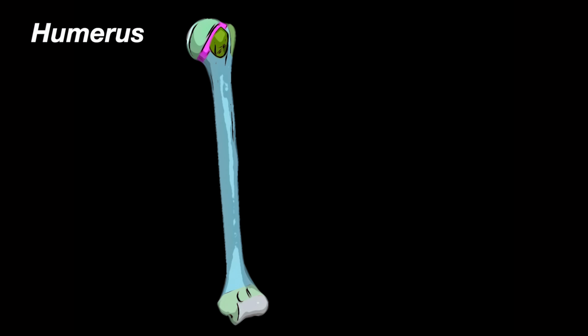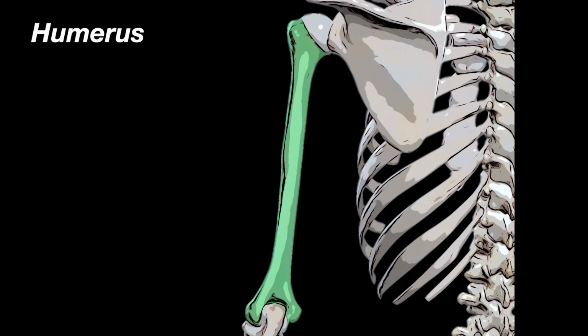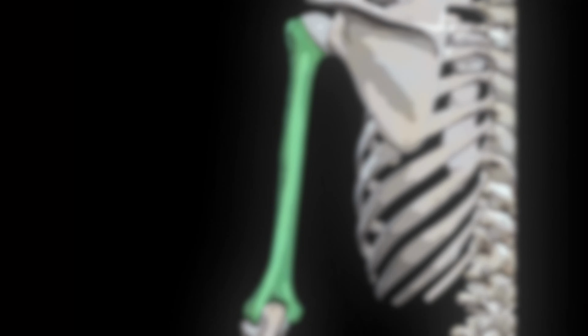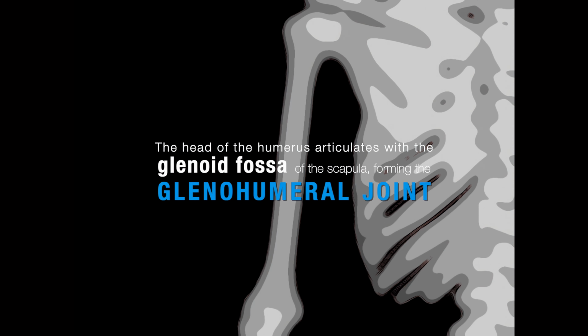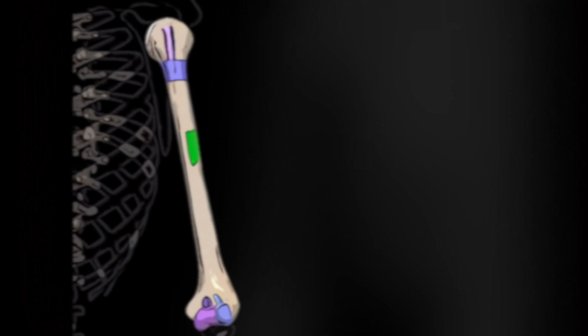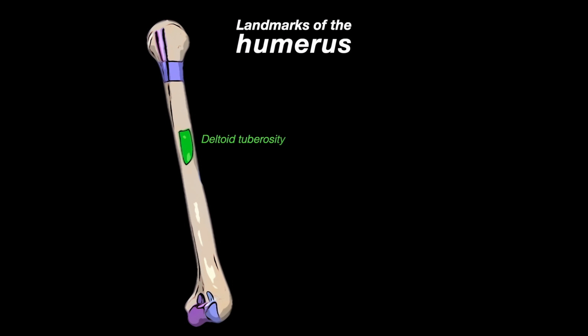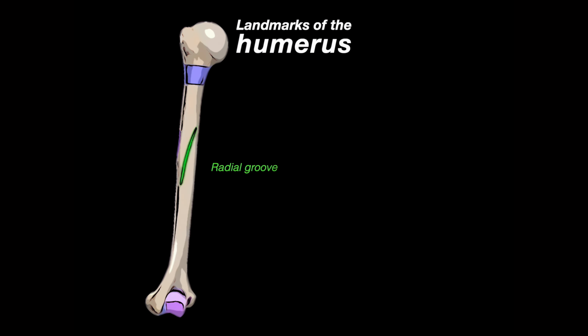The head of the humerus may be felt by deep palpation of the axillary fossa. The greater and lesser tubercles may be located by deeply palpating through the deltoid muscle, inferior to the acromion and coracoid processes, respectively. The head of the humerus articulates with the glenoid cavity of the scapula, forming the glenohumeral joint, or the shoulder joint. Landmarks of the body of the humerus include the deltoid tuberosity and the radial groove.